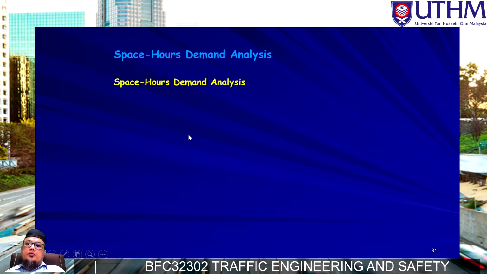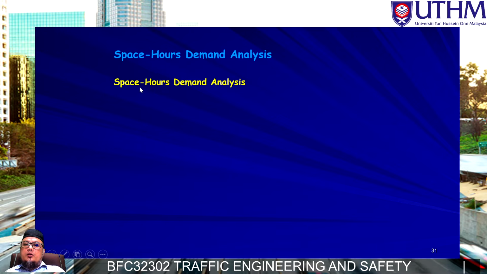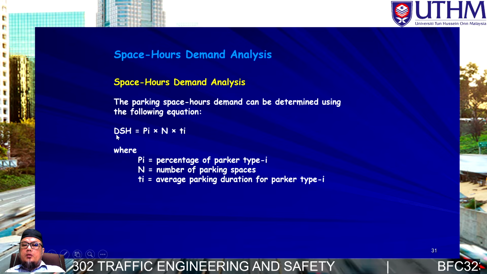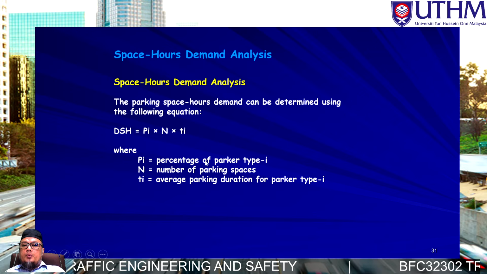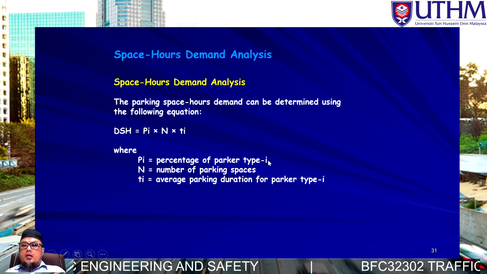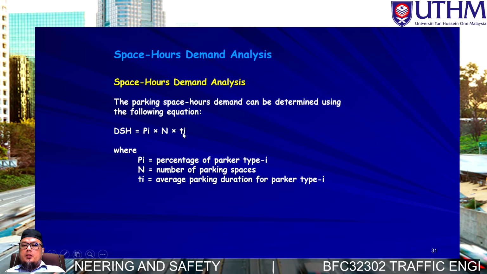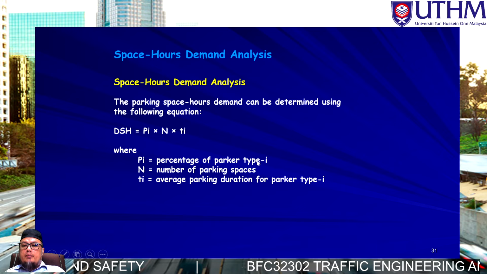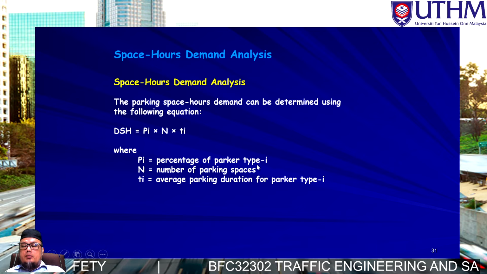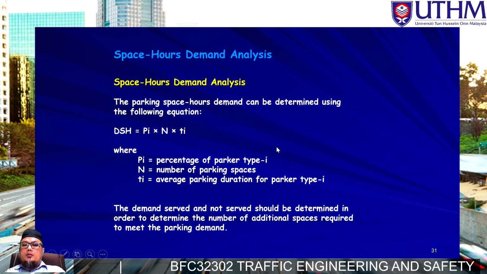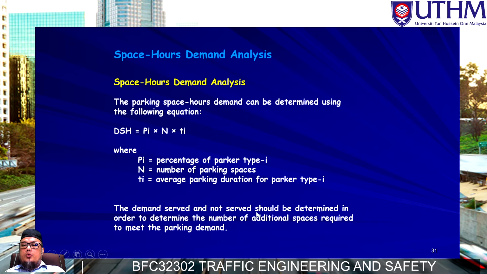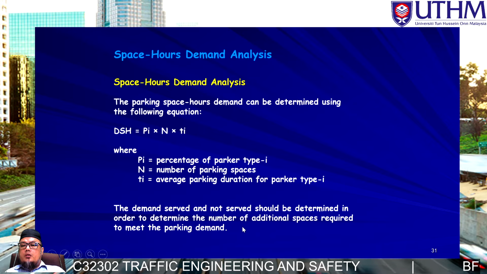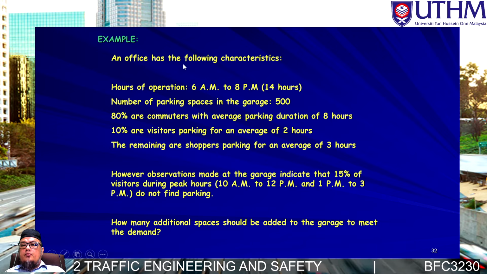Okay, next we have another analysis we call space hour demand. Space hour demand can be determined using this formula, where P is the percentage of parkers, N is the number of parking spaces, and T is the parking duration for each parker type. So we have a typical parker type. Later we're going to look at the example. The demand served or not should be determined in order to determine the number of additional spaces required to meet the demand. Okay, let's move to this example.